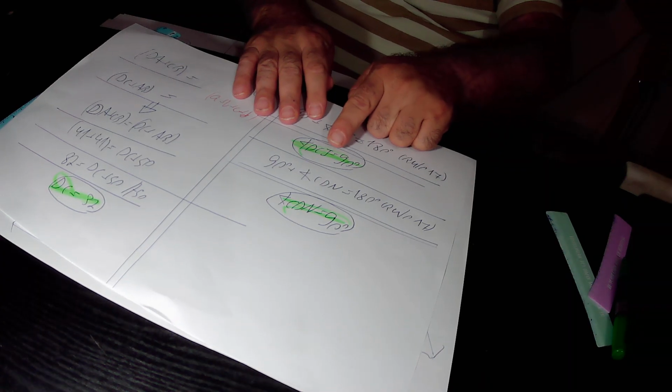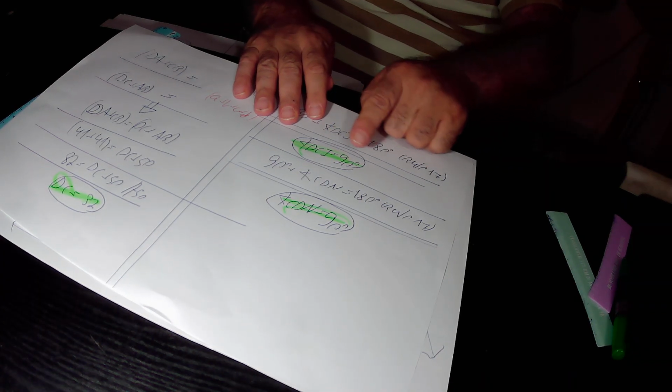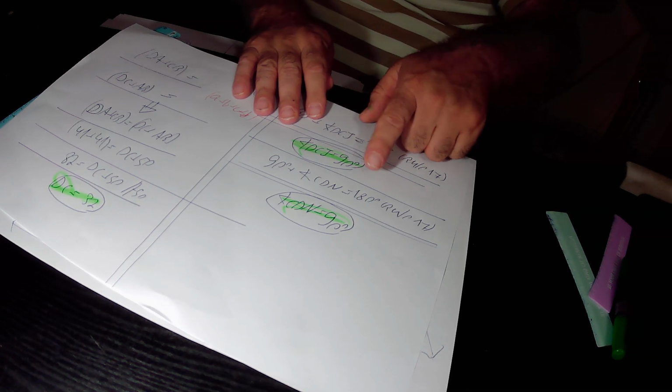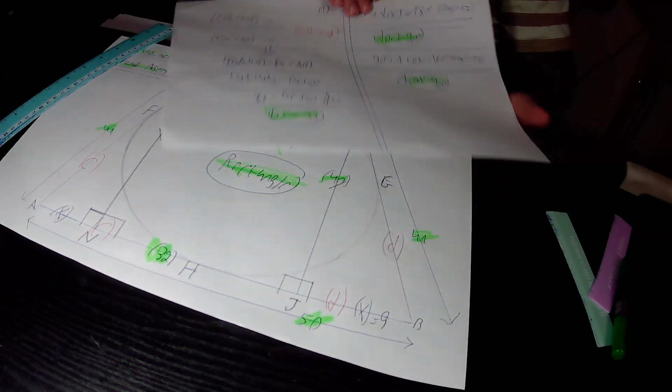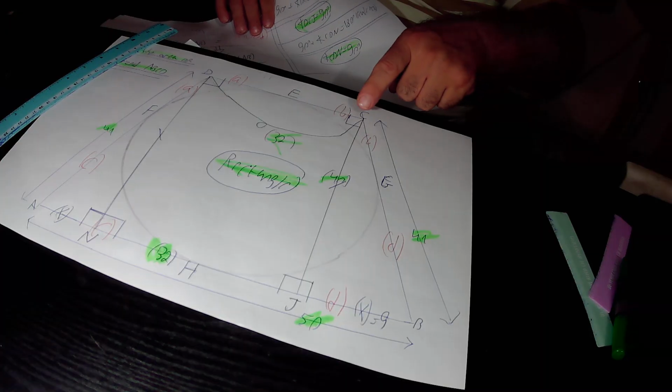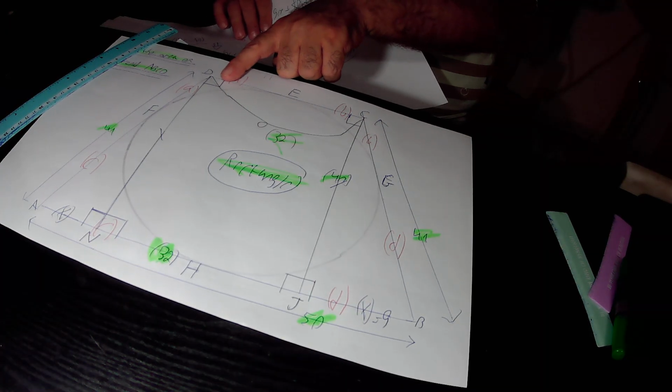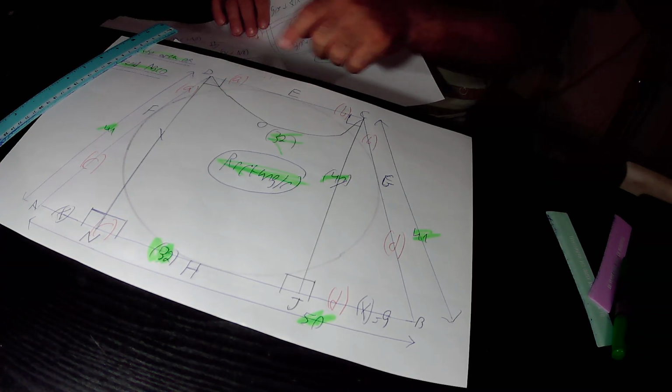Here we subtract 90 degrees from the equation, and finally find out that the missing angle CDN equals 180 degrees minus 90 degrees, which is 90 degrees. This is the missing angle CDN, which is equal to 90 degrees in its size.